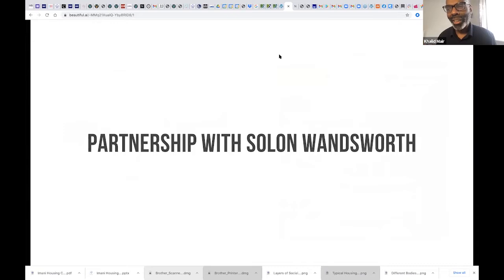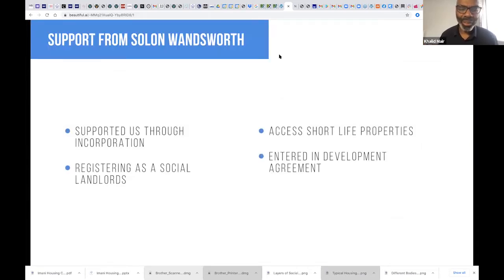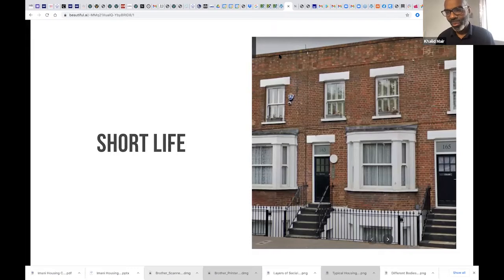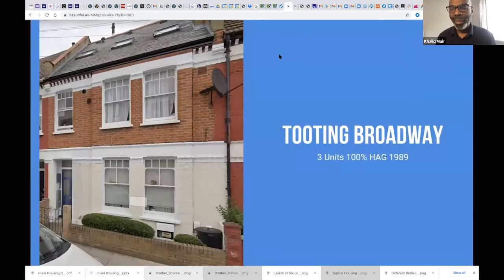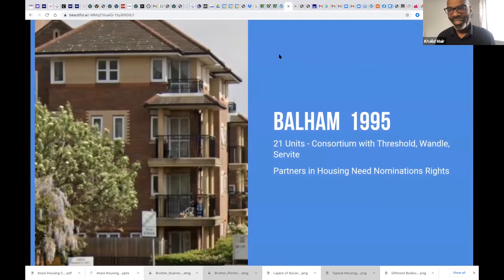The secondary housing co-op that effectively held our hand was Solon Wandsworth, and they supported us through incorporation, registering as a social landlord, and initially accessing short life properties. Then we entered a development agreement to make good use of the funds in terms of developing new housing. This is a property I lived in, which I think is now worth $500,000 plus, in Northcote Road in Battersea.